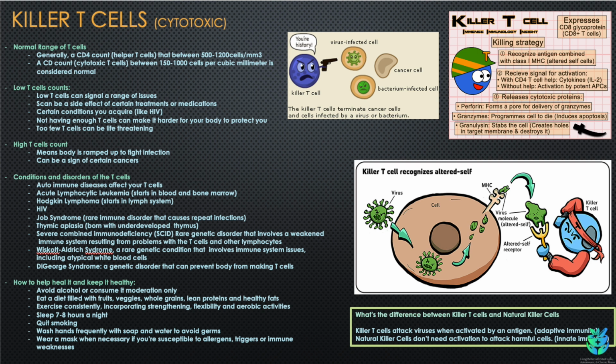Now, just a quick note on the side: what is the difference between killer T cells and natural killer cells? Killer T cells attack viruses when activated by an antigen, so that's adaptive immunity. Natural killer cells don't need activation to attack harmful cells, and that is part of your innate immunity. We'll be talking about that next. Hang in there, guys, we're almost through.